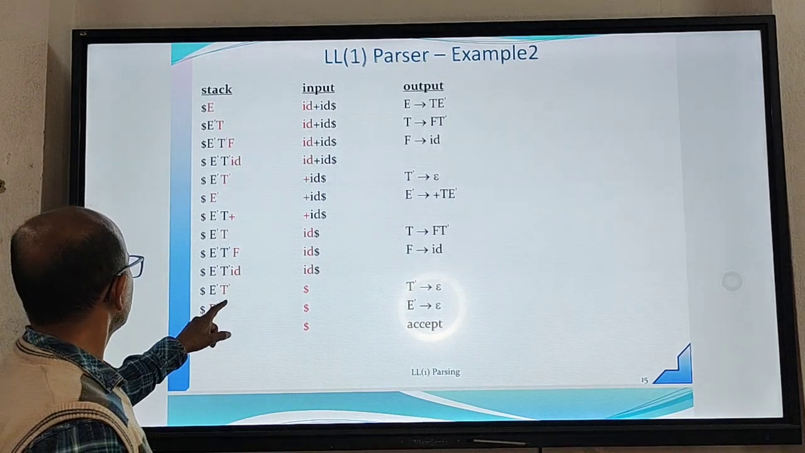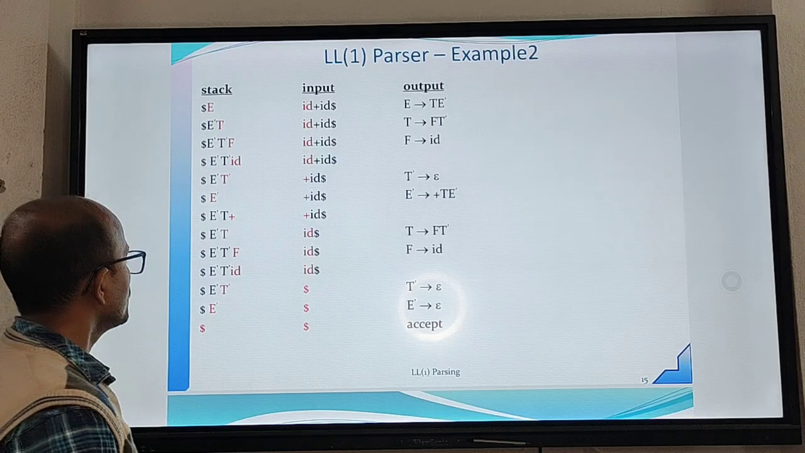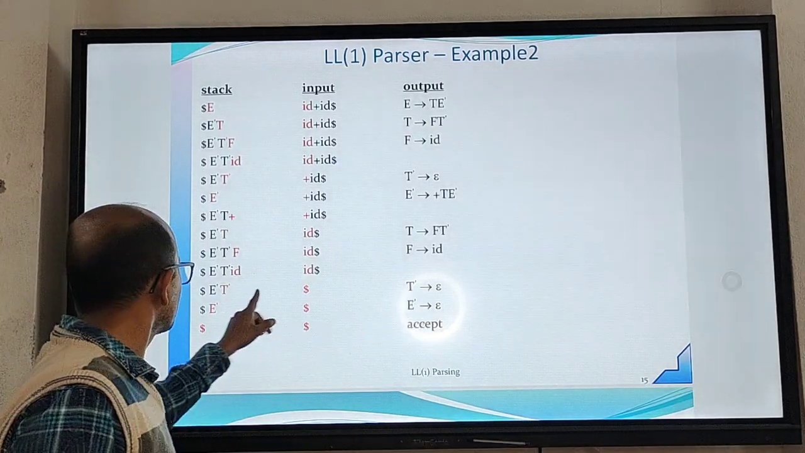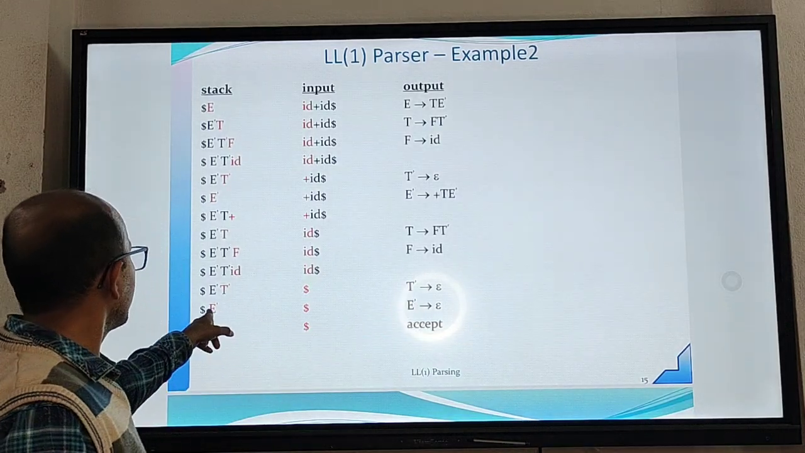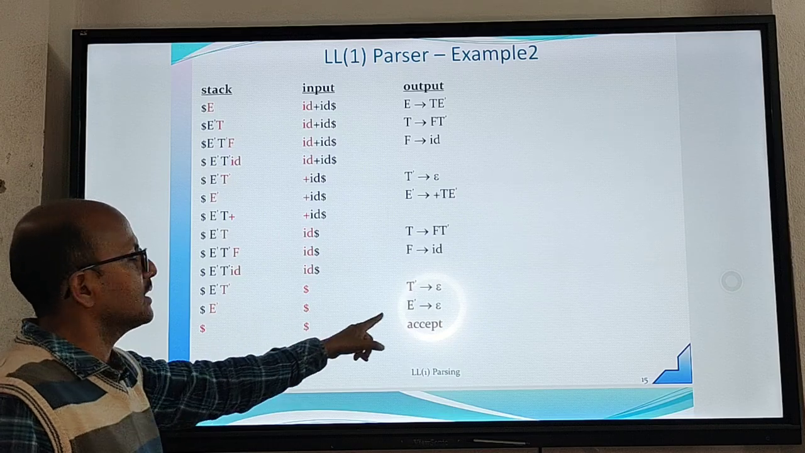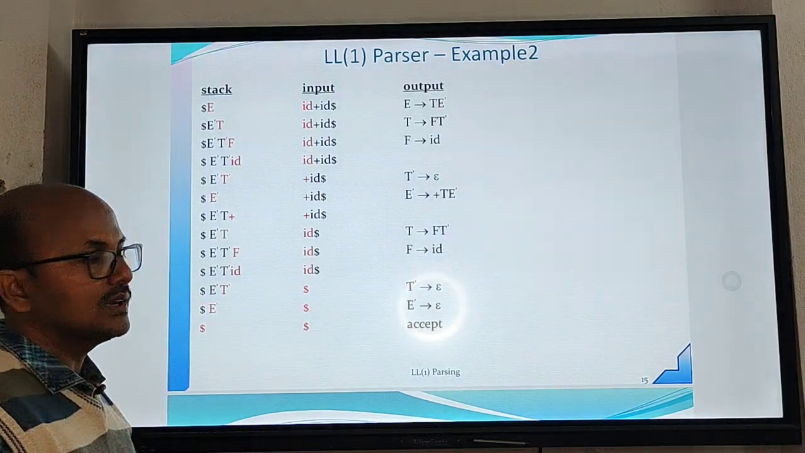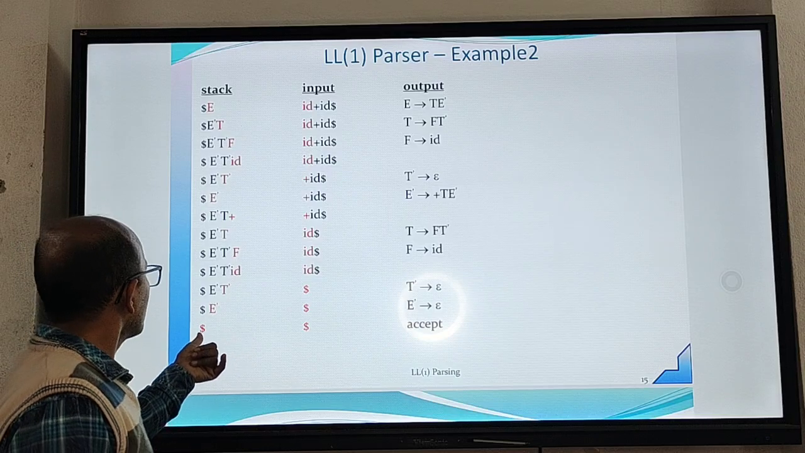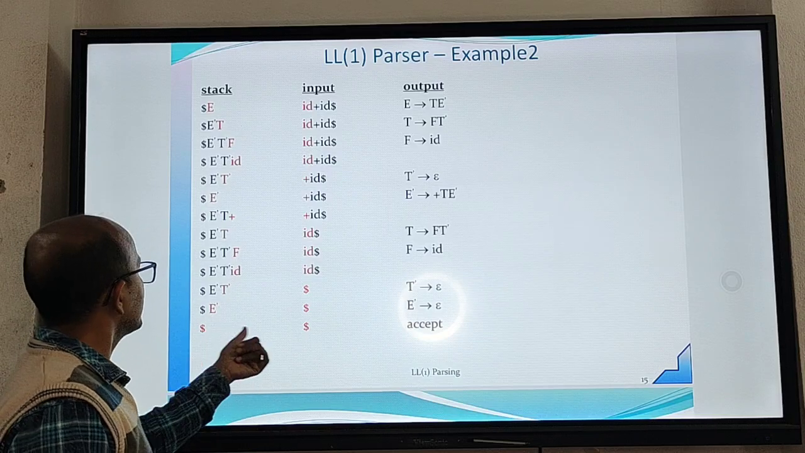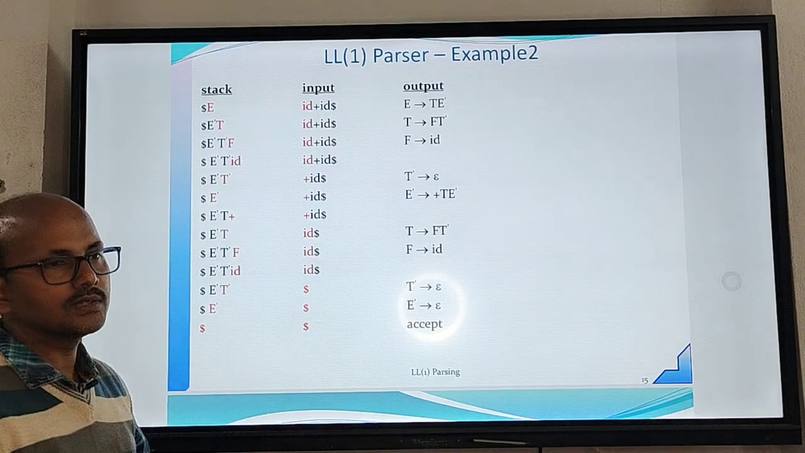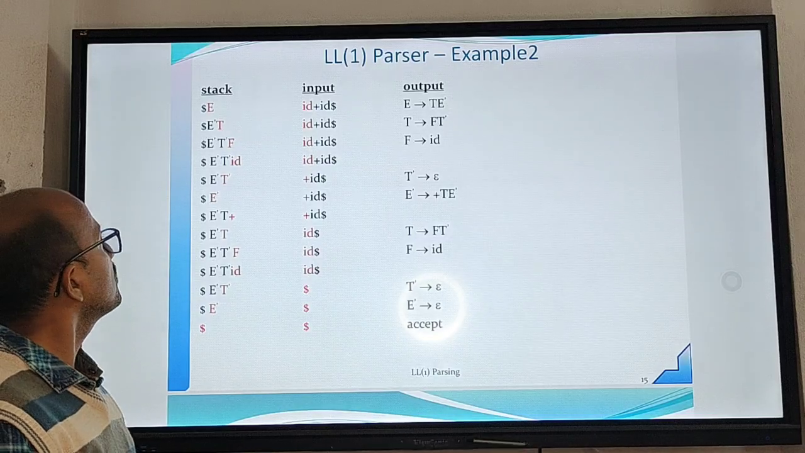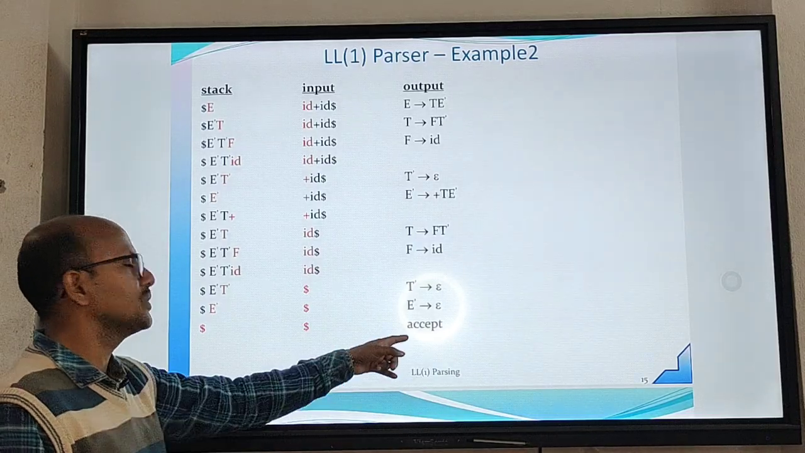Now we are left with T prime and dollar. So we have the epsilon production here. So T prime will be replaced by epsilon. Again E prime and the dollar, it has another epsilon production. E prime will be replaced by the epsilon. Now we are left with the dollar in the stack as well as in the input. So as per rule number 1 of your LL1 parsing actions, we have to accept it.